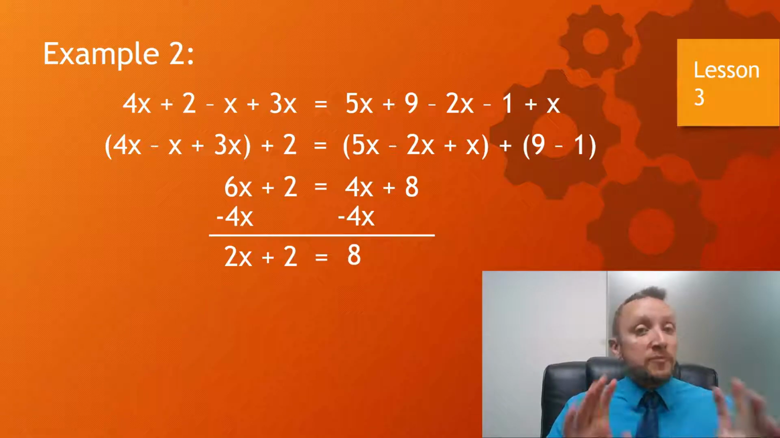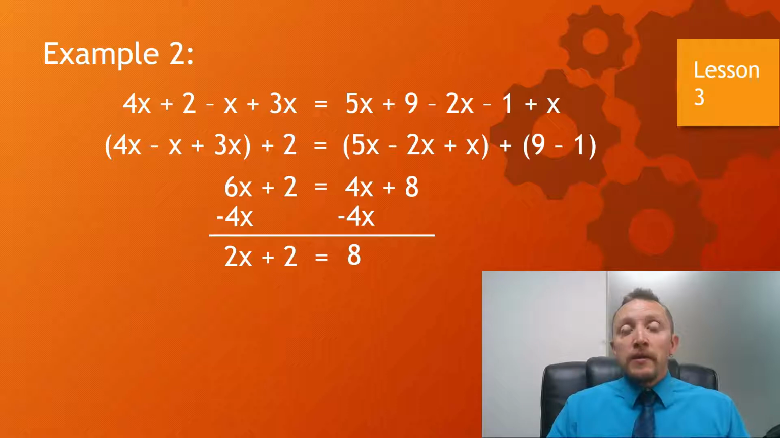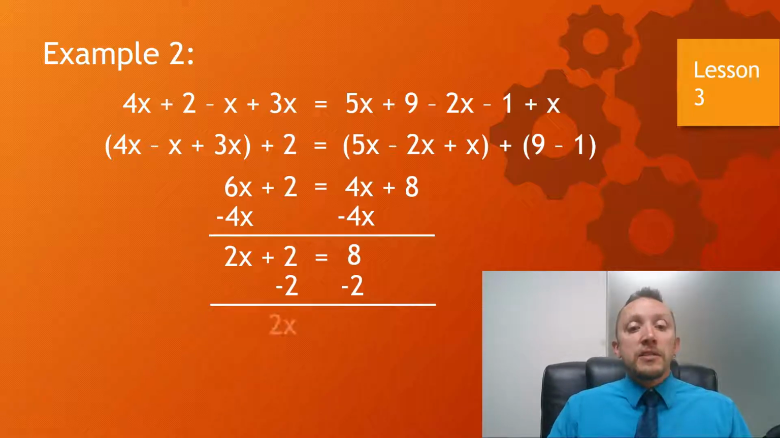So now that 2 that's been lonely all along, we're going to move him over to the other side. Think for a second. Right now it's plus 2. If I want to get rid of it, what would I do to get rid of 2? What would I do to make that 2 a 0? Hopefully you're thinking minus or subtract 2. That's what we're going to do. We're going to subtract 2, but remember we're going to do that to both sides. And 8 minus 2 would be 6 on the right. And so we'd have 2x equals 6.